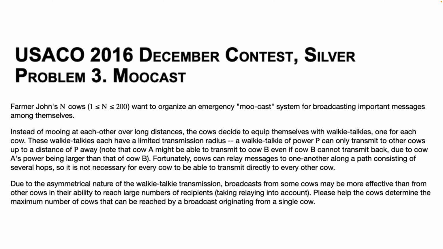A walkie-talkie of power P can only transmit to other cows up to a distance of P away. Note that cow A might be able to transmit to cow B even if cow B cannot transmit back, due to cow A's power being larger than that of cow B. Fortunately, cows can relay messages to one another along a path consisting of several hops, so it is not necessary for every cow to transmit directly to every other cow.